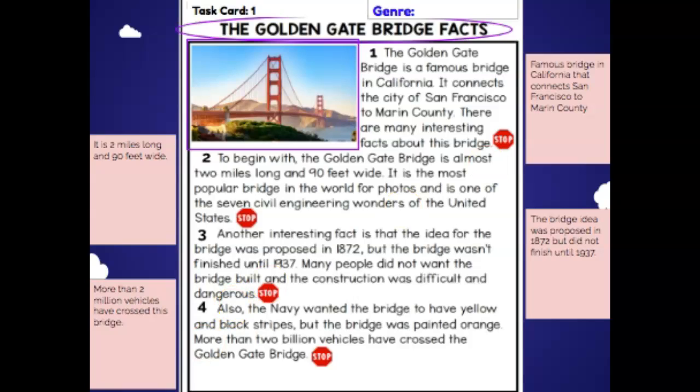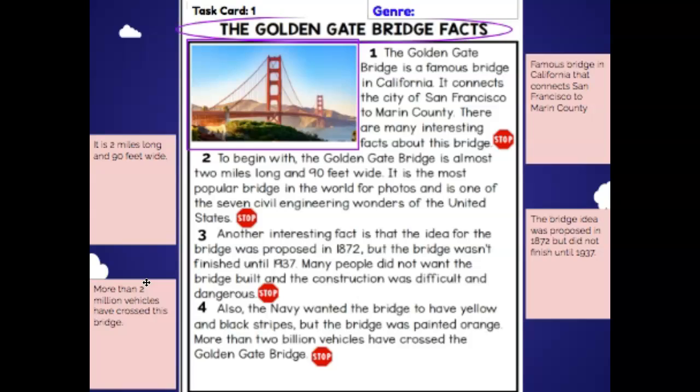The Golden Gate Bridge is almost 2 miles long and 90 feet wide. It is the most popular bridge in the world for photos, and it is one of the 7 civil engineering wonders of the United States. So I'm going to gist on the side. It is 2 miles long and 90 feet wide.